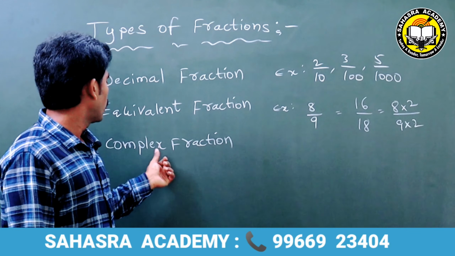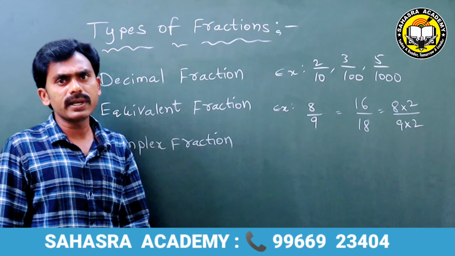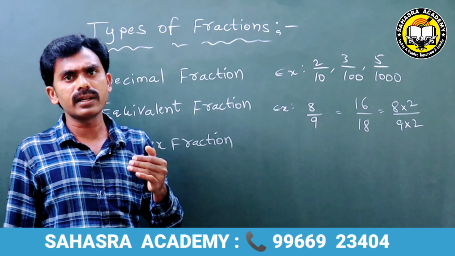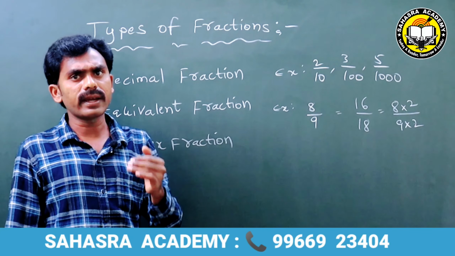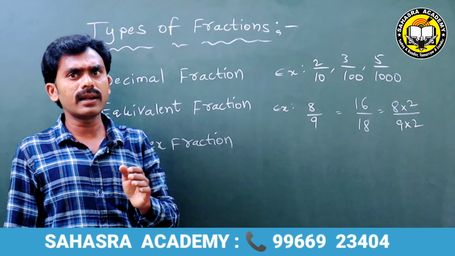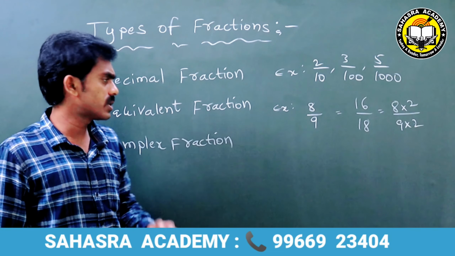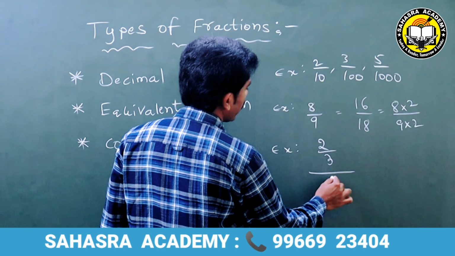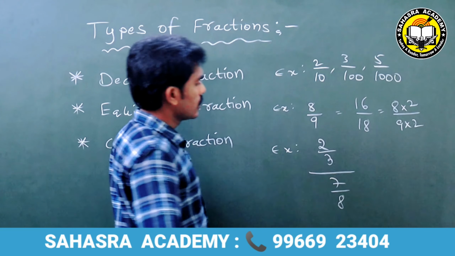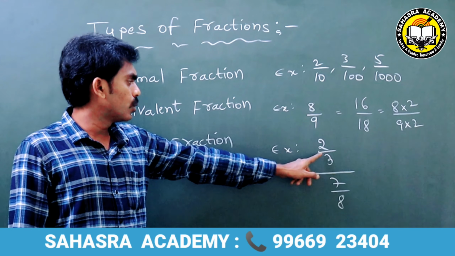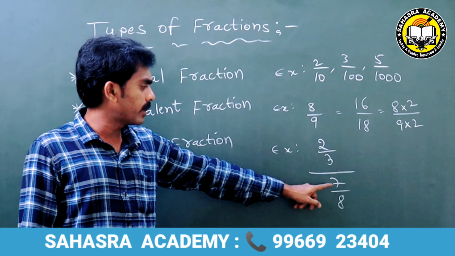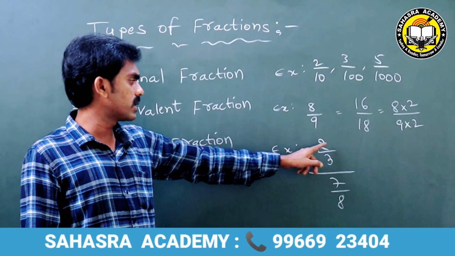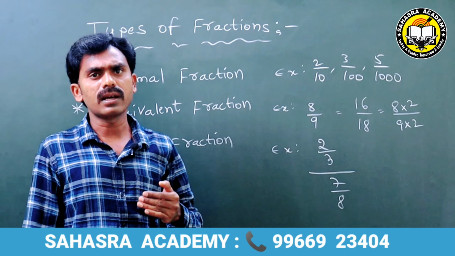So next, what is meant by complex fraction? Complex fraction means the fraction in which the numerator and denominator both contain fractions. If they contain fractions, it is called a complex fraction. See, for example, 2 by 3 over 7 by 8. Here the numerator is a fraction 2 by 3 and the denominator 7 by 8 is also a fraction. Okay. So if the fraction is in this form, it is called a complex fraction.